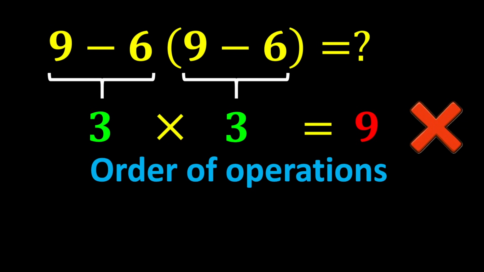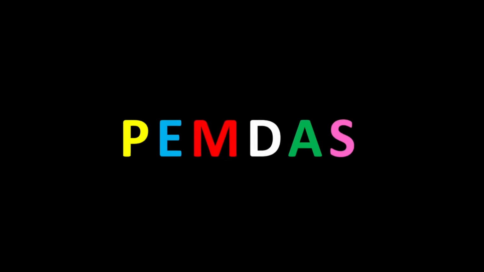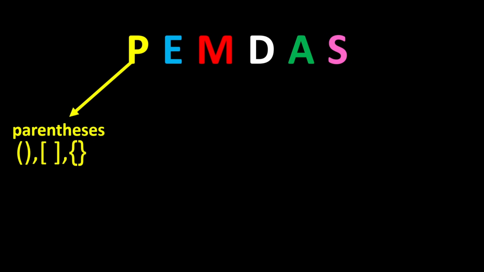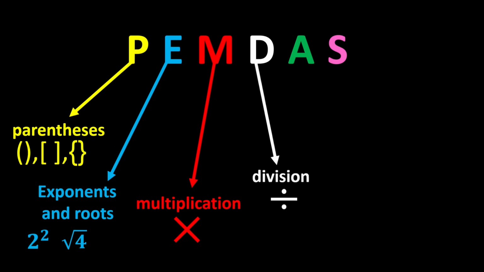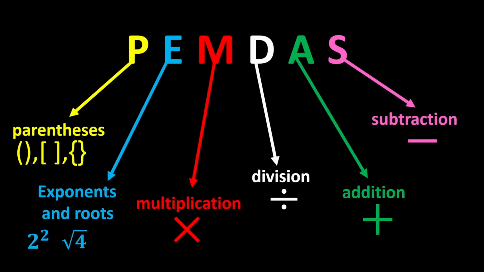Instead, we must follow a specific order called the correct order of operations. The correct order of operations is known by a short acronym called PEMDAS. P stands for parentheses. E stands for exponents and roots. M stands for multiplication. D stands for division. A stands for addition. And S stands for subtraction.